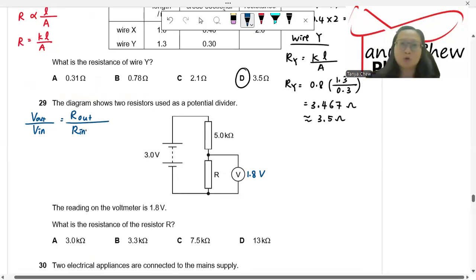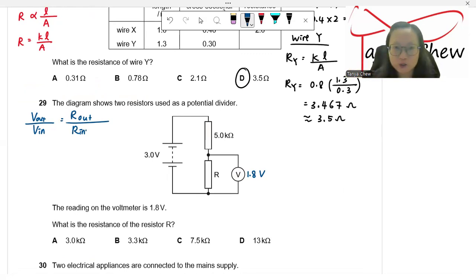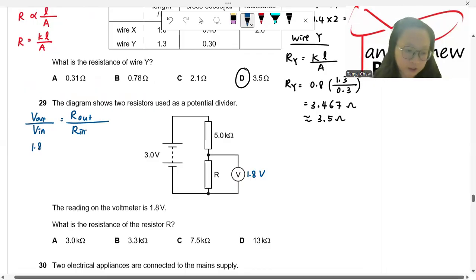R input, that means the total resistance of the whole circuit. V input is the total potential difference or the total voltage supplied to the whole circuit. V output is given as 1.8. V input is equal to 3 volt. And then R output is the one that is connected to the voltmeter, which is R. R input, the total resistance.